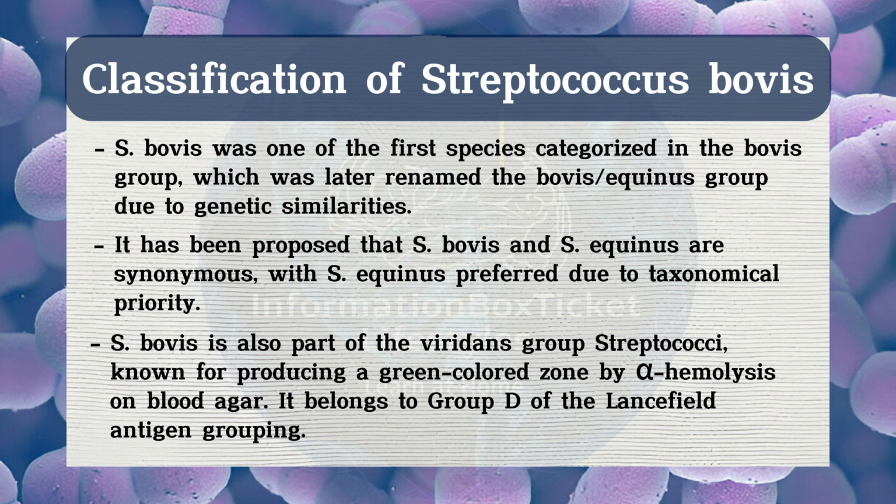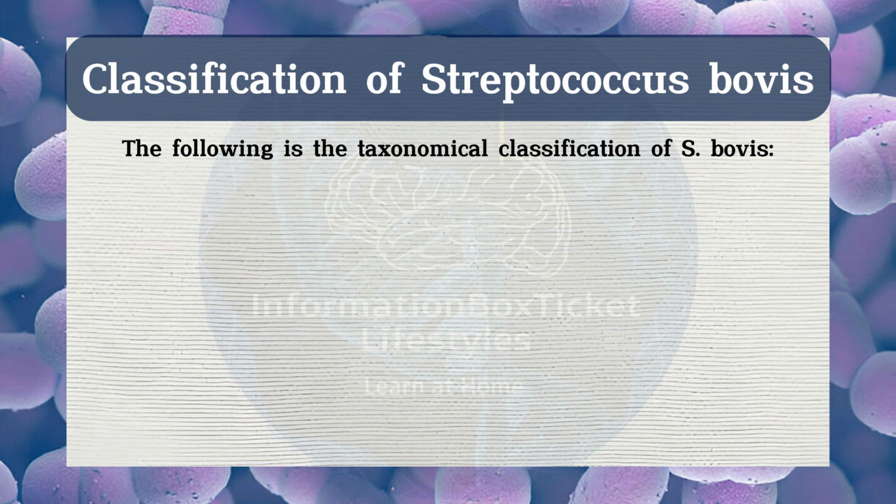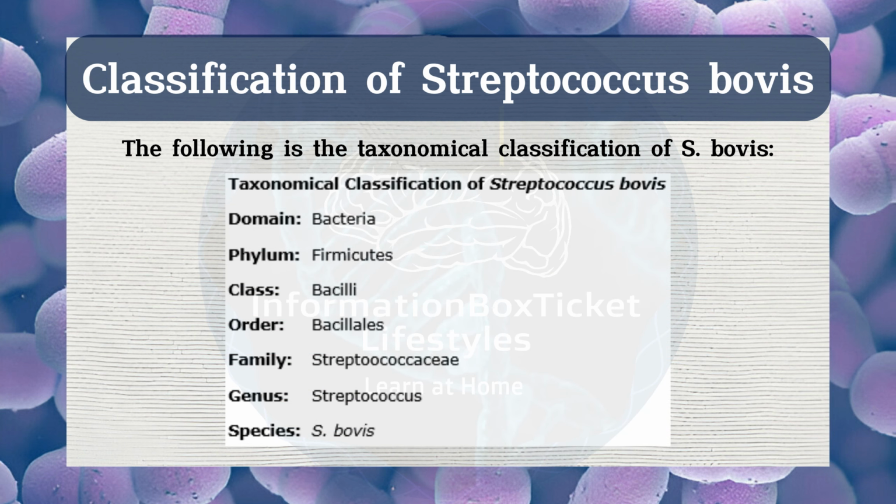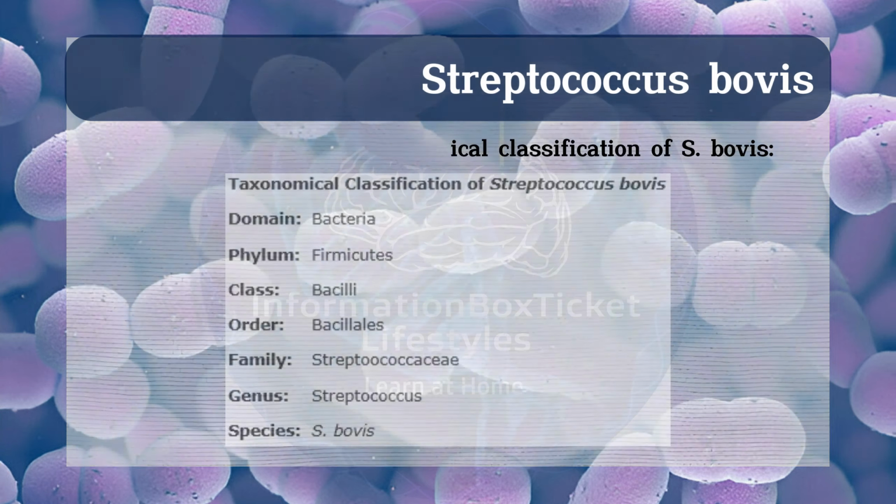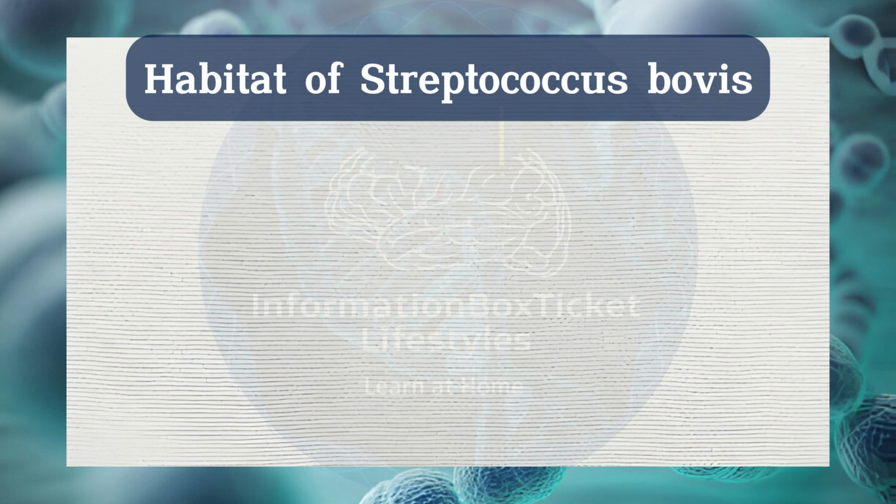S. bovis is also part of the viridans group Streptococci, known for producing a green-colored zone by alpha hemolysis on blood agar. It belongs to Group D of the Lancefield antigen grouping. The following is the taxonomical classification of S. bovis. Domain, bacteria. Phylum, Firmicutes. Class, Bacilli. Order, Bacillales. Family, Streptococcaceae. Genus, Streptococcus. Species, S. bovis.